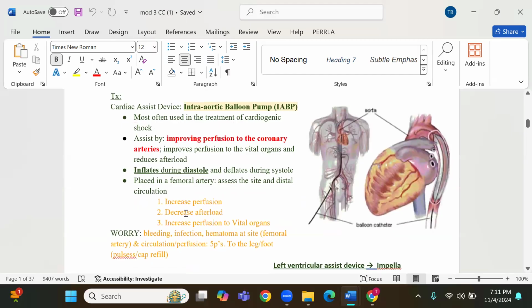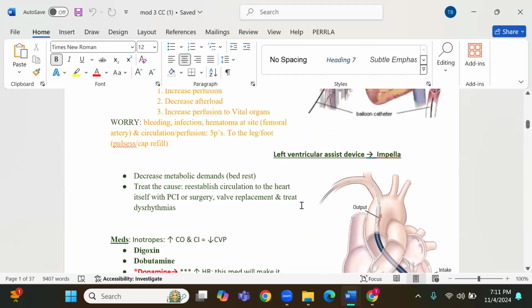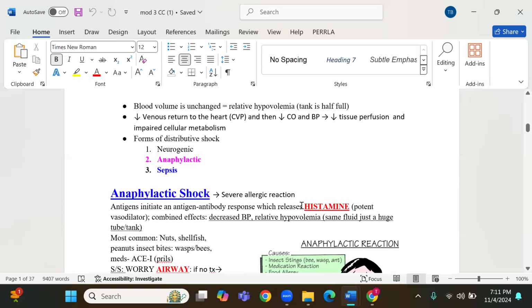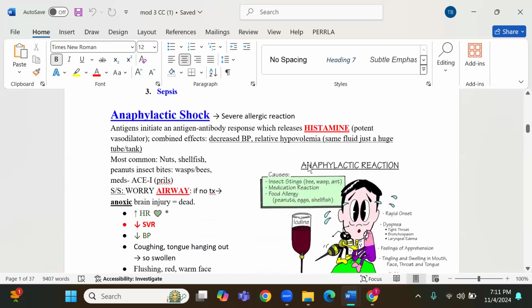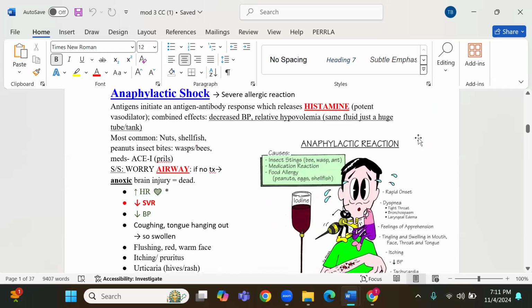Most of the shock is actually already on my Coach Tammy. It's just that I'm specifically pointing this out for you guys, okay? So here's anaphylactic shock. Anaphylactic shock is usually from a severe allergic reaction. And what happens during this is kind of important for you to know: whatever a person is allergic to, it will release antigens, which initiate an antigen antibody response, which releases a massive amount of histamine.